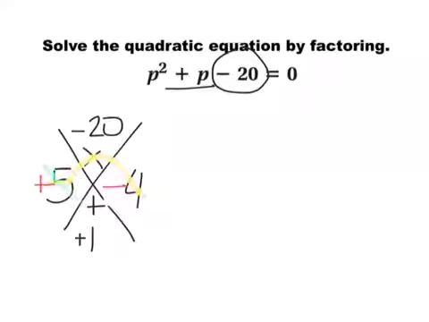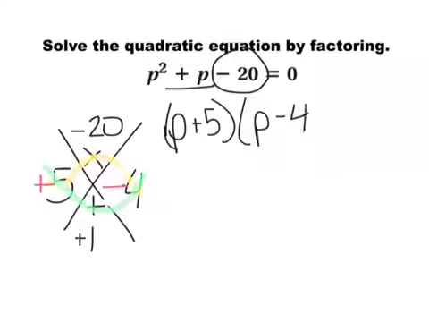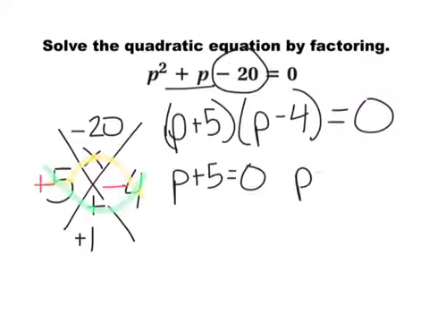But now when I have a positive 5 plus a negative 4, now I get that positive 1. Okay, so now I'm ready to write that equation as factors. So I have (p + 5)(p - 4) = 0. And since I have that factored form, now I can solve it by setting each of those factors equal to 0. So p + 5 = 0, and p - 4 = 0.